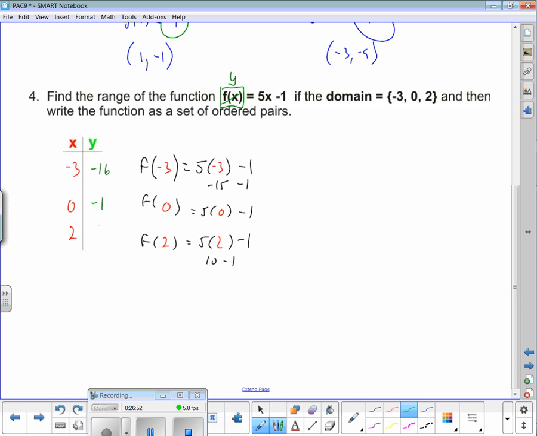All right, so hopefully you end up with 9. Are we done? Did we answer the question? Did we ATQ? No. Nope. So make sure we go back because it says, then write the function as a set of ordered pairs.